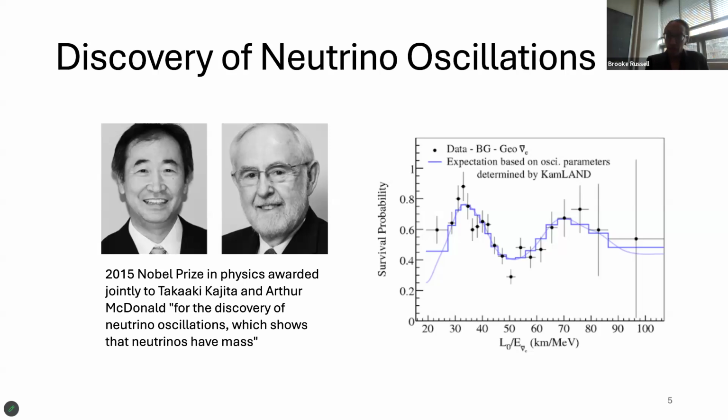In this example shown on the right, this is from the KamLAND reactor-based experiment in Japan, where they were measuring electron antineutrinos, and they show here the survival probability of those electron neutrinos as a function of the baseline, the distance which the neutrinos traveled, and their energy. You could see a clear oscillatory behavior, and this is what we're referring to when we mention neutrino oscillations. Specifically, the probability of their survival depends on their baseline and energy, and this oscillates as a function of those two parameters.